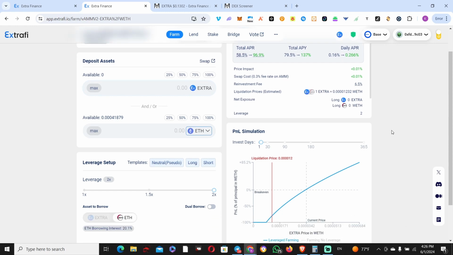So here is also the liquidation ratio that you should take into consideration. One thing that leveraged positions have in terms of risk is a liquidation ratio. So if, for example, Extra drops a lot versus ETH, and this is where you see the liquidation ratio at 2x, it means that position will be liquidated and you can no longer access your money. It's gone, right? And this part right here is the PNL simulation.